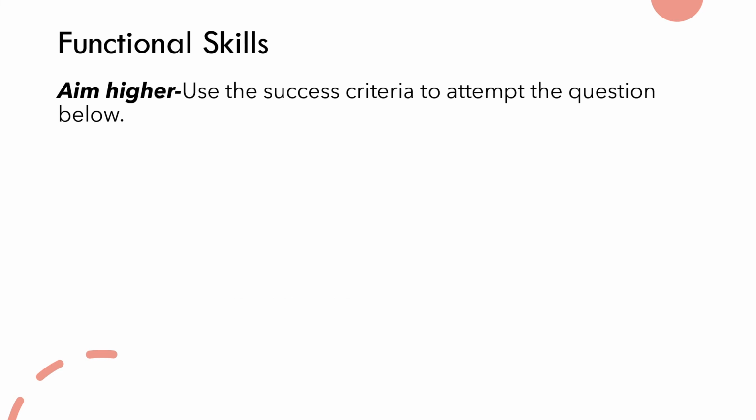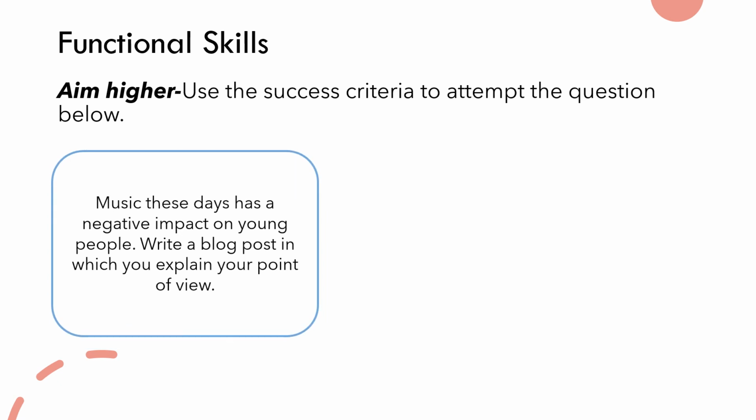Aim higher. Use the success criteria to attempt the question below. So what we're going to do now, if you want to try and build on your skills and actually try to improve your writing, we're going to use a question that is actually based on the extracts that we've just looked through. So the question would look something like this. It says, music these days has a negative impact on young people. Write a blog post in which you explain your point of view.